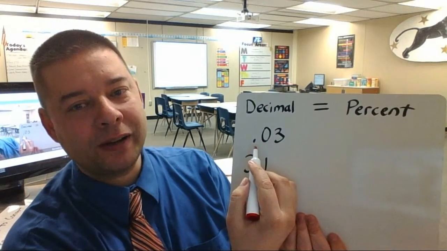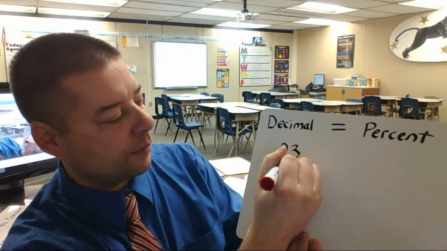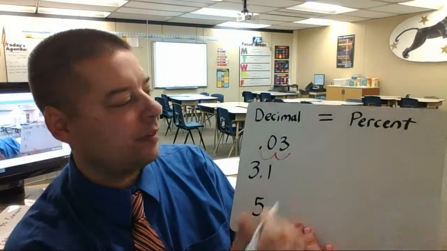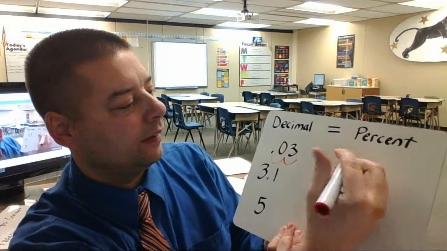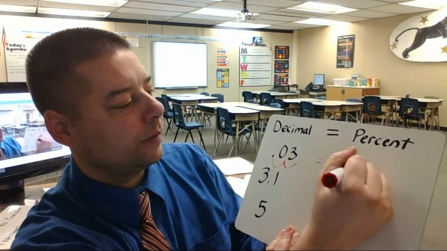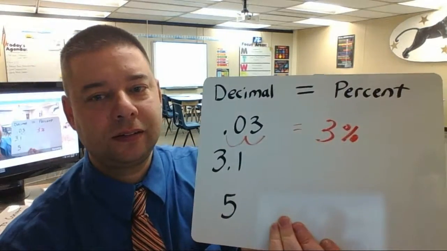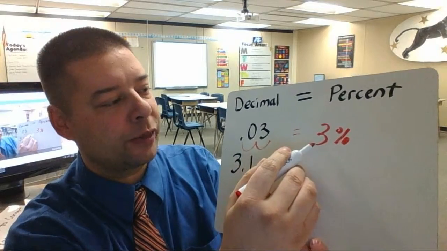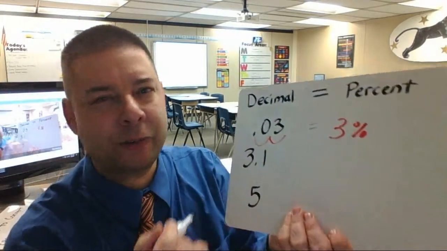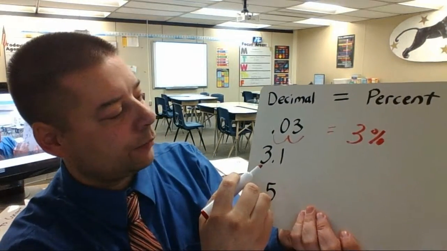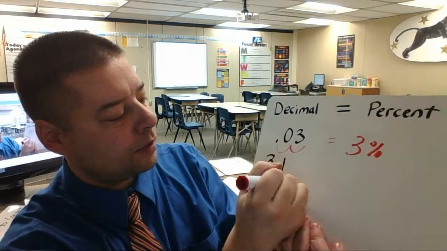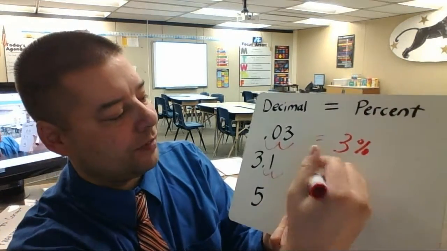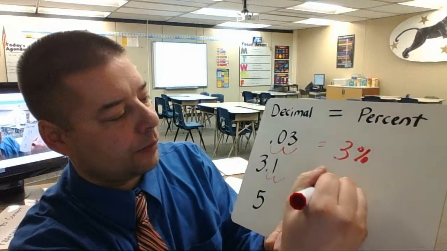So our decimal point is here. I can just move that to the right, 2 spaces, and that means my percent here is going to be 3%. Again, all I did is I moved my decimal over. I could have said 0.3%, but that wouldn't make a lot of sense. Here I have 3.1. I need to move it to the right, move it over 2 spaces. I come up with 310%.